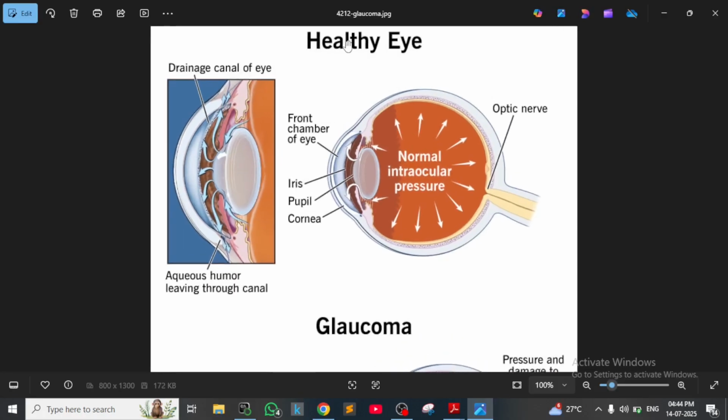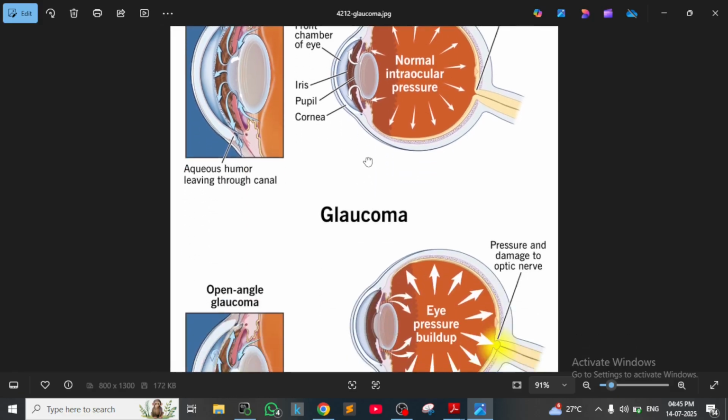This is the healthy eye. In this, the drainage canal of the eye is here and aqueous humor is flowing through the canal like this. And this is the normal intraocular pressure, and here is the optic nerve. Then this is the front chamber of the eye. This is the iris, this is the pupil, and here the cornea.